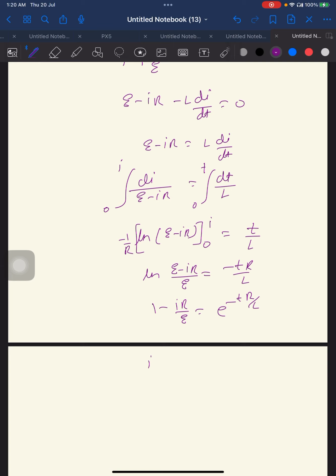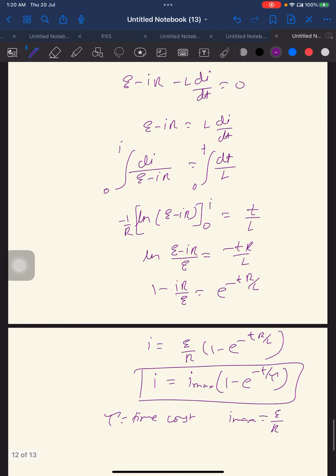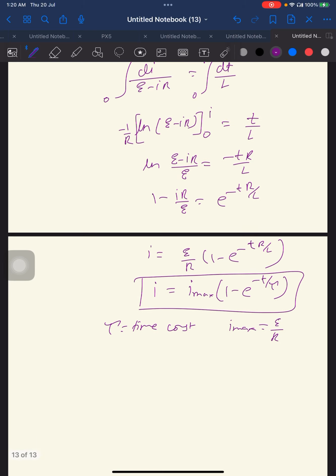If you arrange it, you will get I equal to E by R times (1 minus e power minus tR by L). And this we write as I max times (1 minus e power minus t by tau). The same tau, similar to the capacitor case, is the time constant. I max is the maximum current, which is V by R or E by R. So tau is L by R.